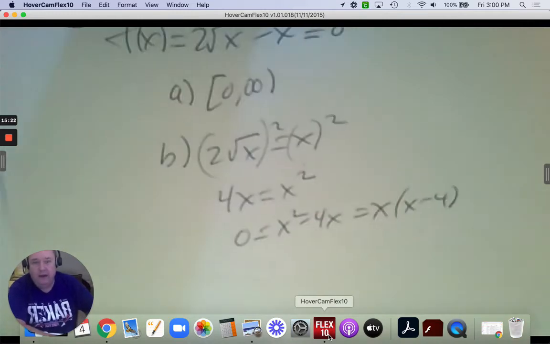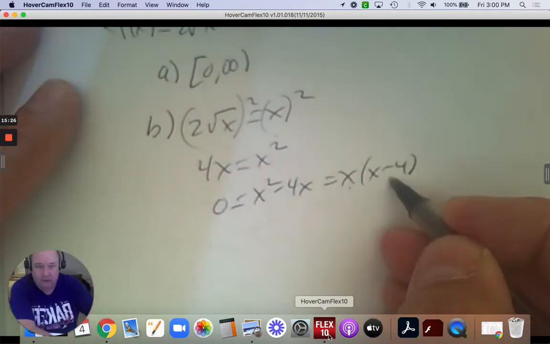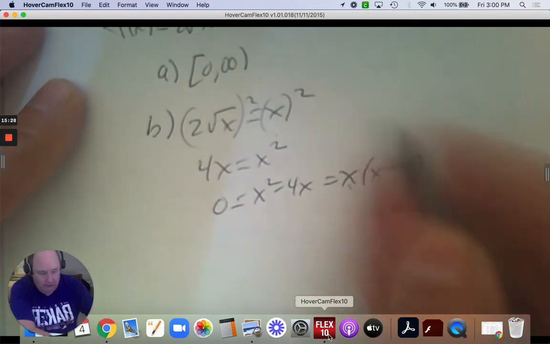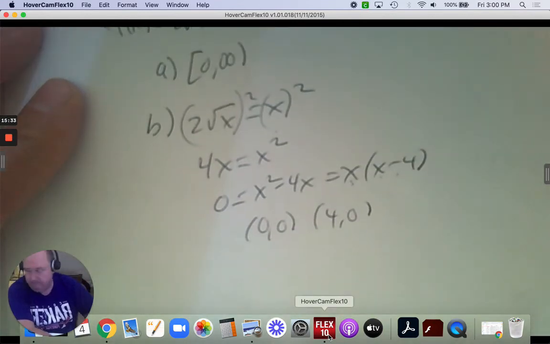So there's the algebra that you need to be able to do. By doing that, you can see the x-intercepts are at 0 and positive 4. So those are the x-intercepts.